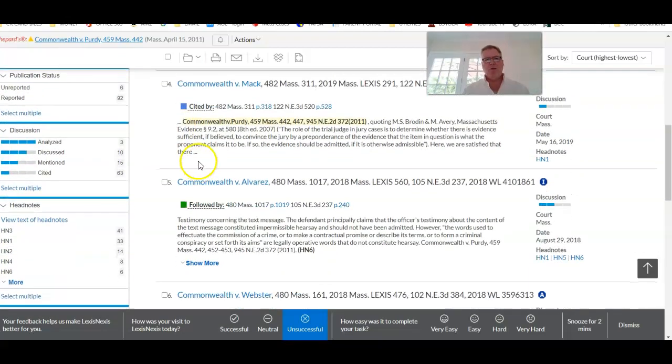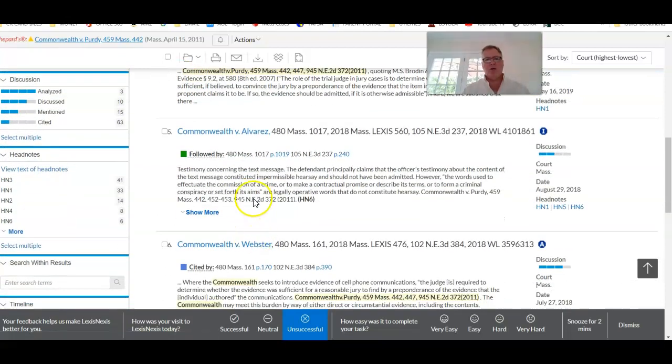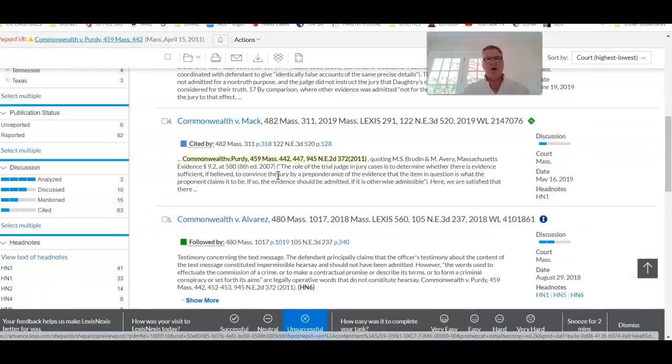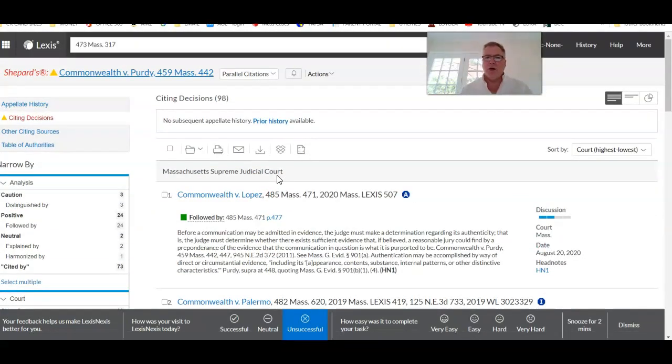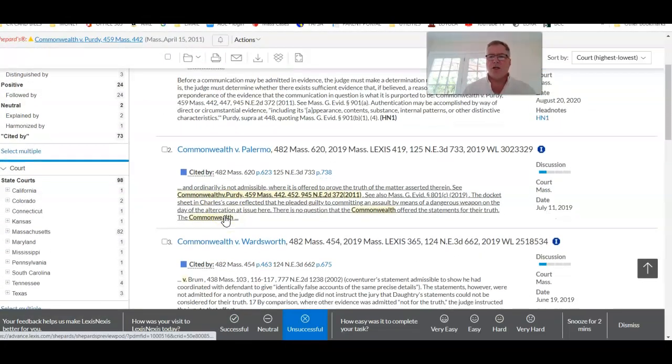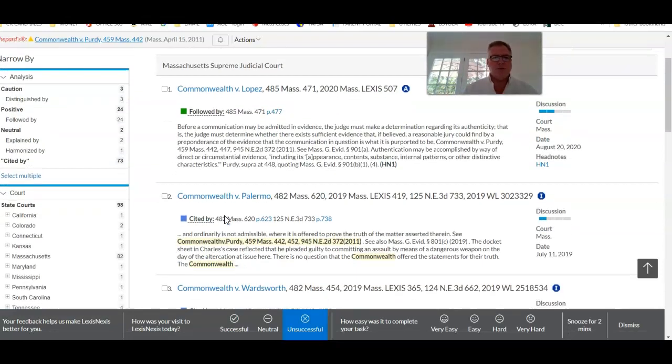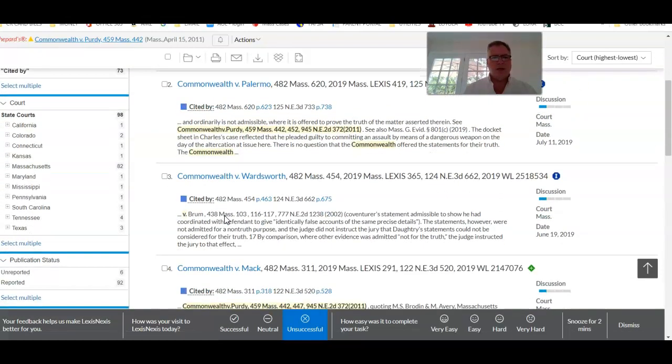But generally, if you're doing research, you're looking to see what cases follow it. Now, if you want to find out if this is good law, you need to go look at the caution cases, because you're going to need to make sure, like I said, that the language in the caution cases doesn't call into question the validity of Purdy. All right.